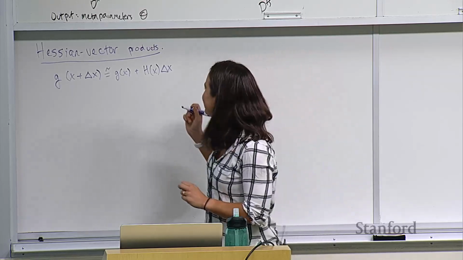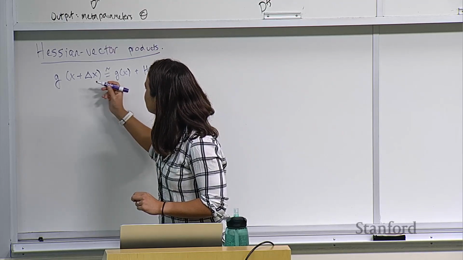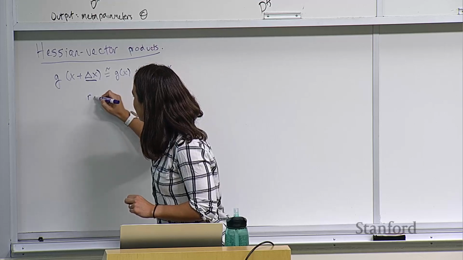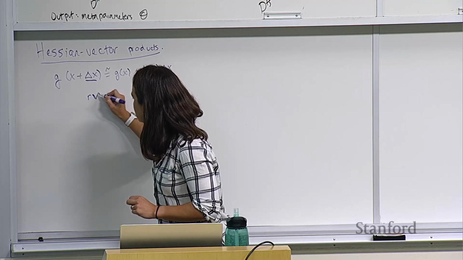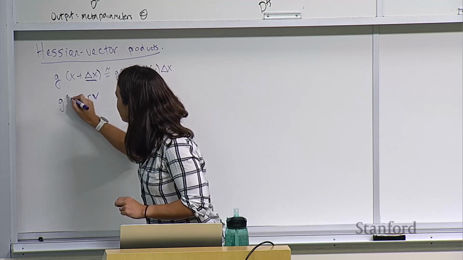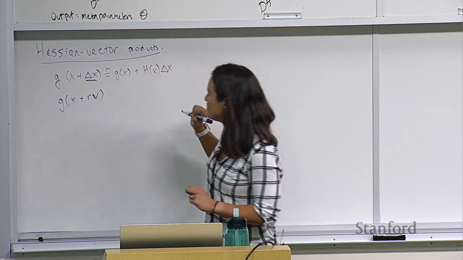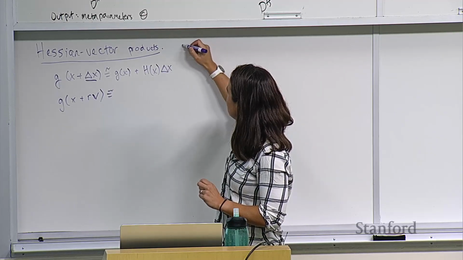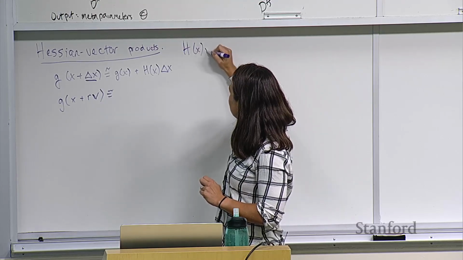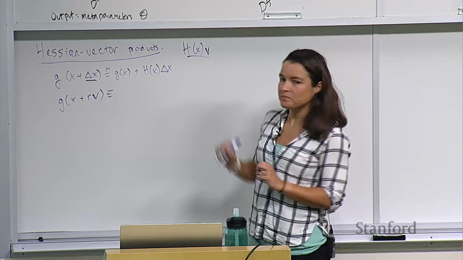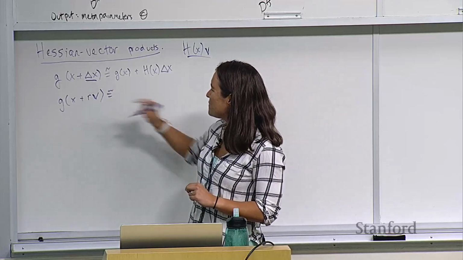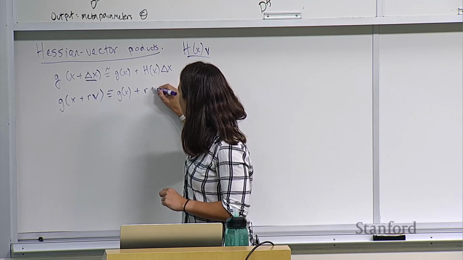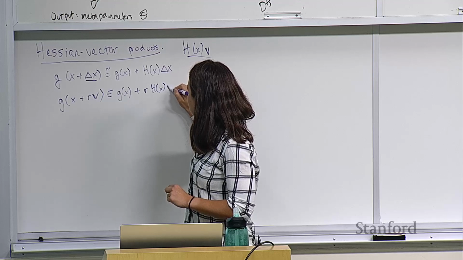From here, if we replace delta x by r times some vector v, so r is going to be some small value, g of x plus rv. So v is ultimately going to be the vector that we want to be able to compute. So our goal is going to be to compute h of x times v. If you replace delta x with rv, then you get this equals g of x plus r h of x times v.